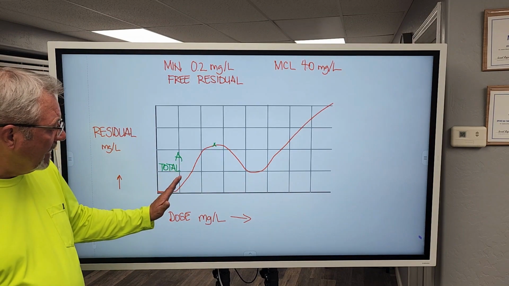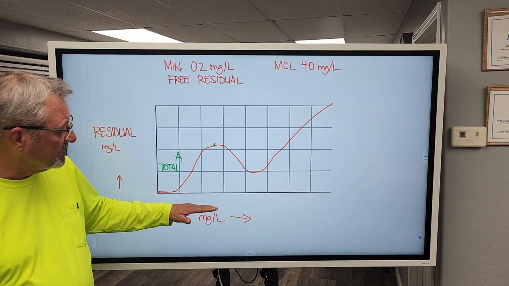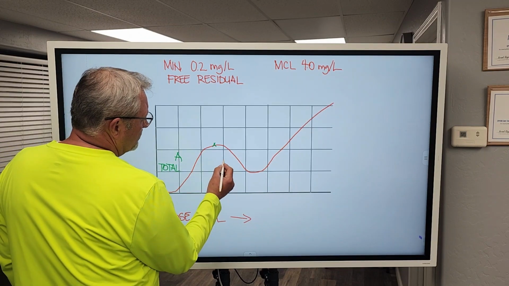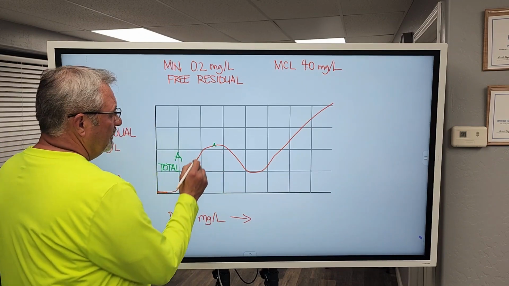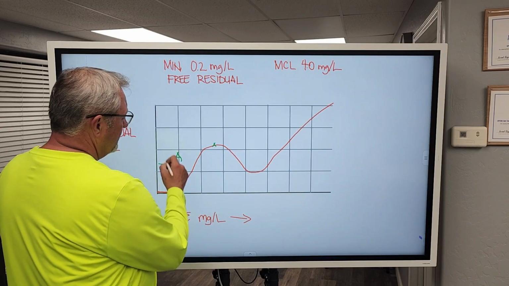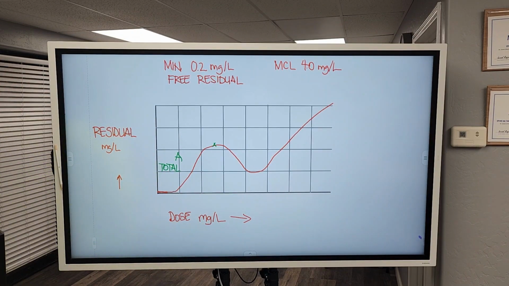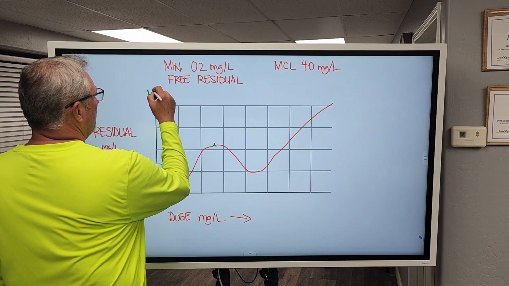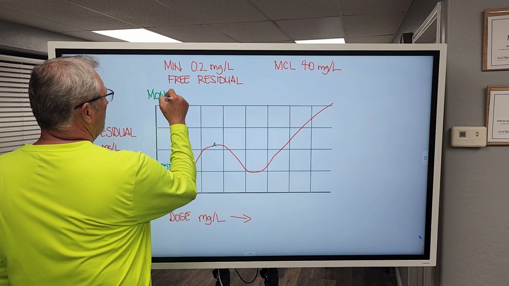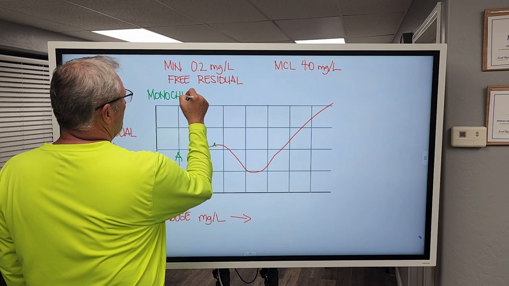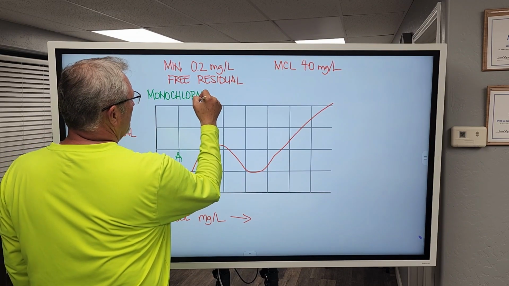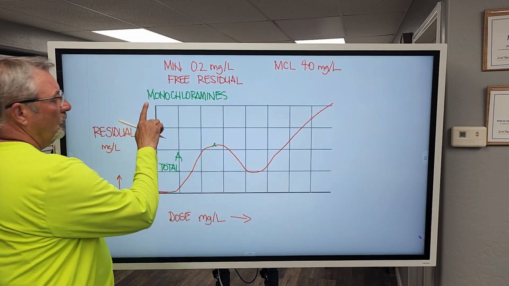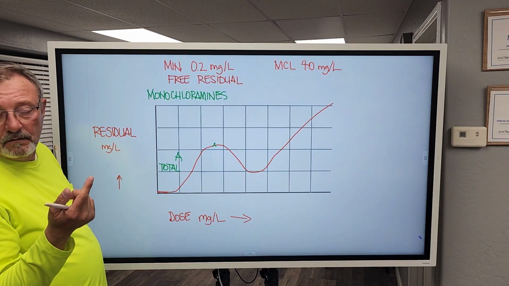And again, as it climbs up, it's going to level out right here, and we're still increasing the dose as we go. As we increase the dose of chlorine, the chlorine starts to break down these chloramines. Now the chloramines getting formed here are called monochloramines, meaning one atom of chlorine.